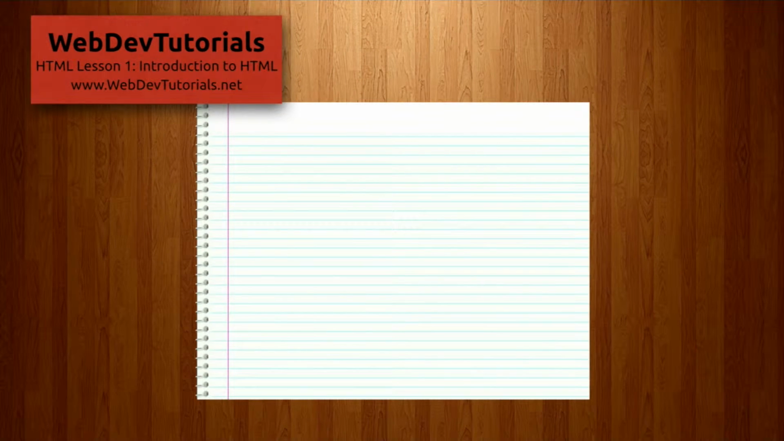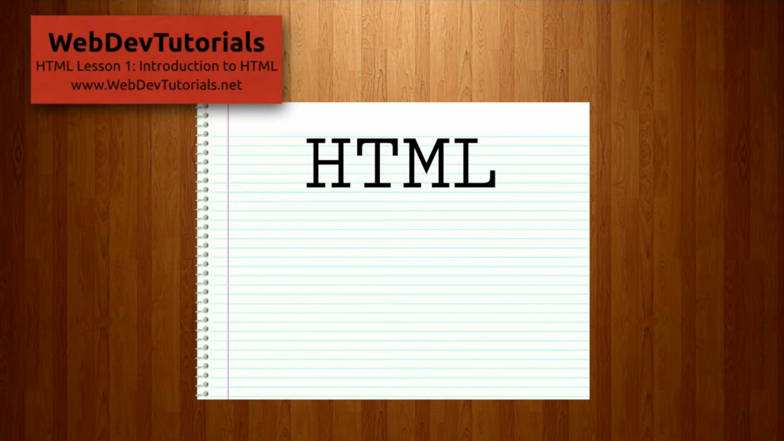Every page on every website on the internet is made up of HTML. HTML stands for Hypertext Markup Language. Hypertext means internet, and markup simply means format, and it's a language that web browsers read.